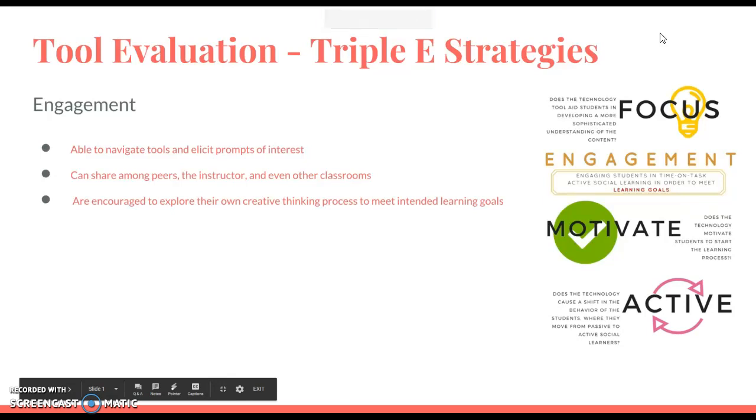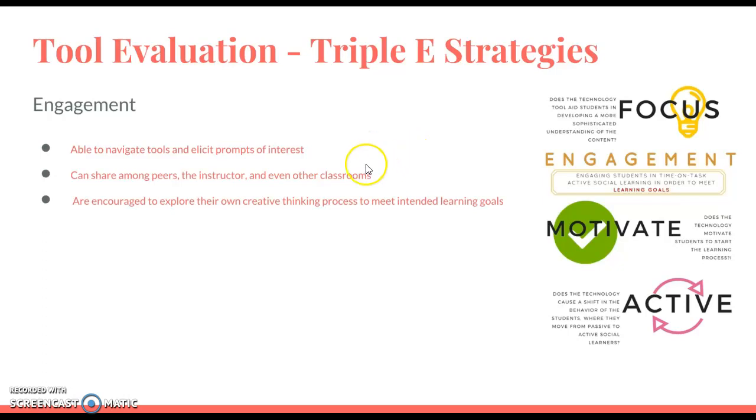I believe that students are engaged because they're able to navigate this tool to elicit prompts in which they find interest and can share among peers, the instructor, and even other classrooms. Students are encouraged to explore their own creative thinking processes to meet intended learning goals.